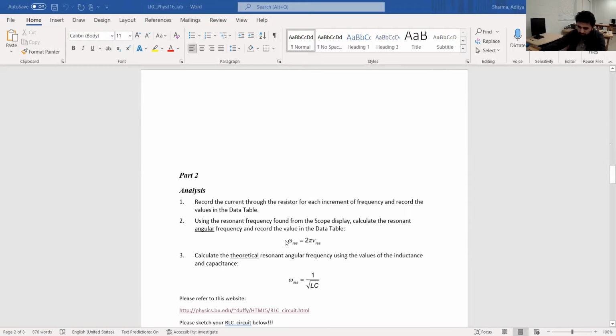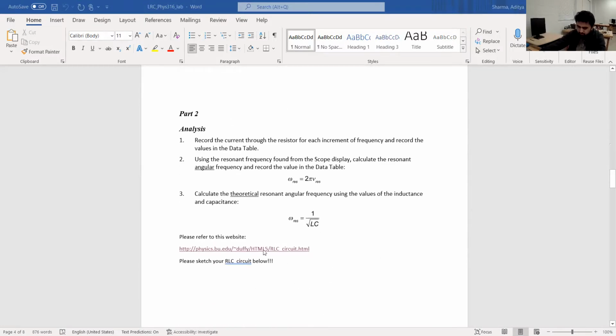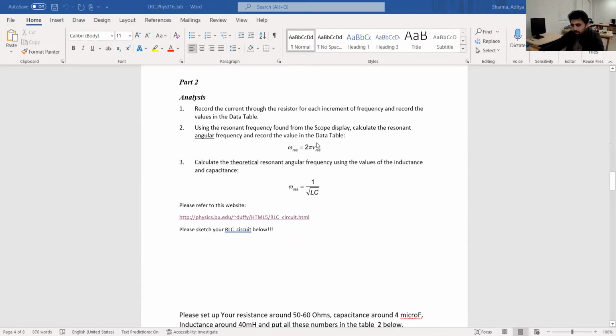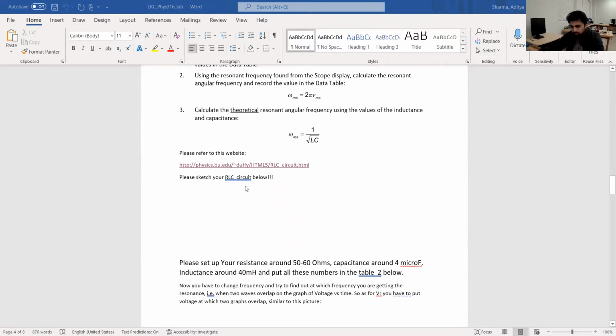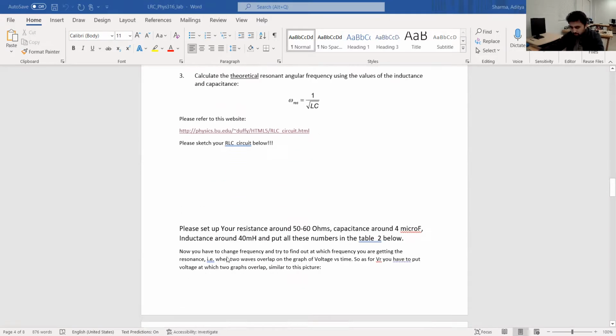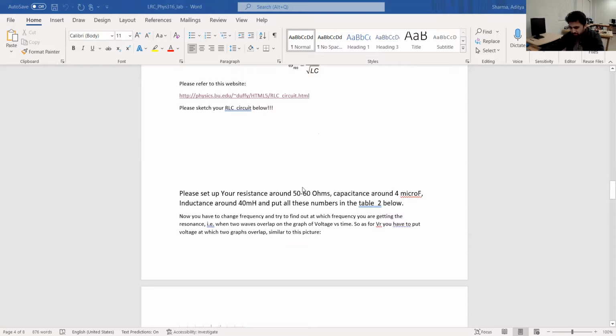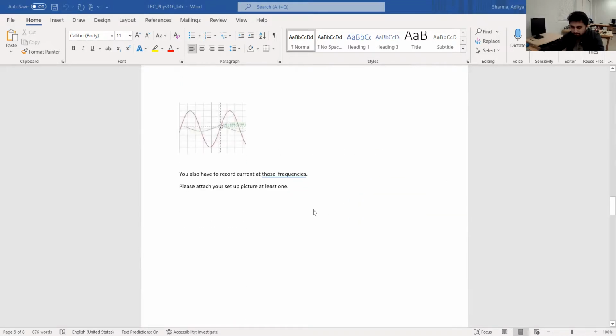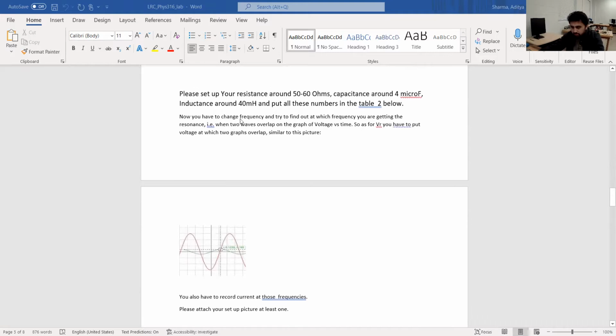Then the next one we have is just a website, so you don't have to download anything for this. And we know the resonant frequency is given by this. If you go to this website, they've asked you to set resistance around this, capacitance, inductance, and you just put these numbers in. And you have to change frequency and try to find out at which frequency you're getting the resonance.